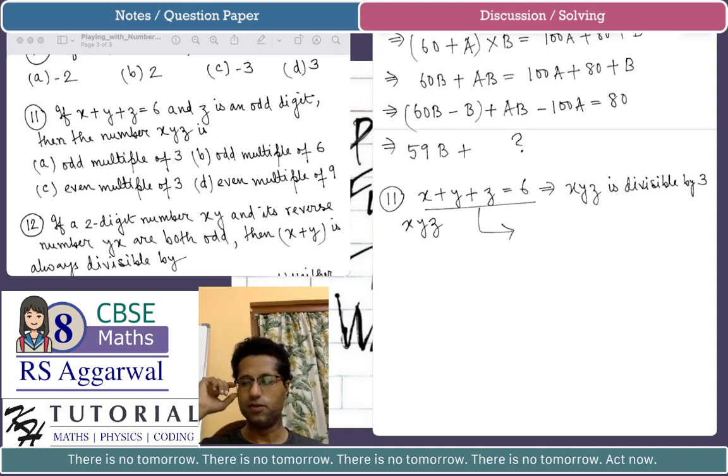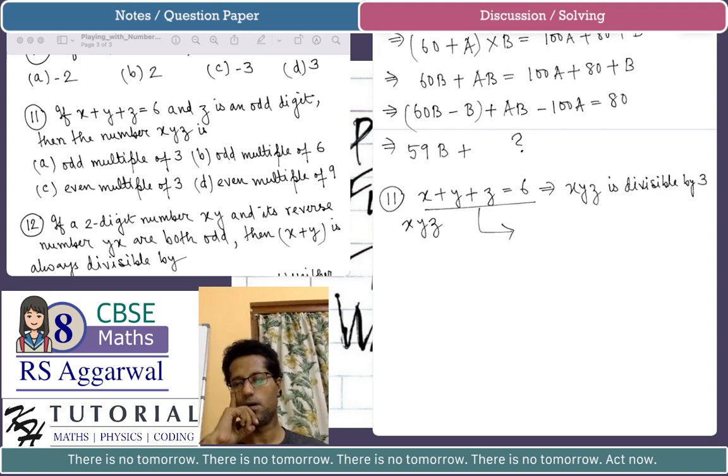So if you have 3 digits whose sum is equal to 6, then definitely the 3 digits have to be 1, 2 and 3. But from the fact that x plus y plus z equals 6 and x, y, z are some digits, we cannot say which one is 1, whether x is 1, whether y is 1 or z is 1. But it has to be the case that the digits x, y, z are the digits 1, 2 and 3. Now it is given that z is an odd digit.